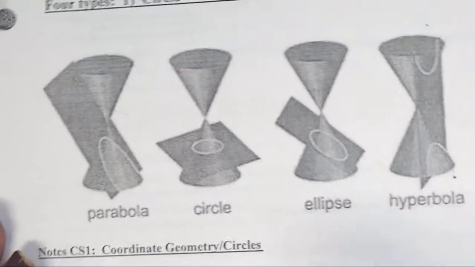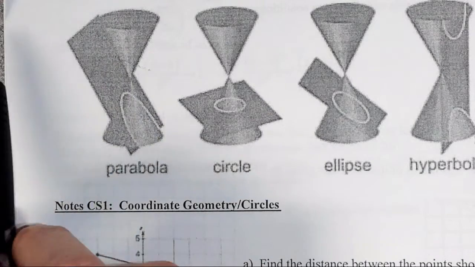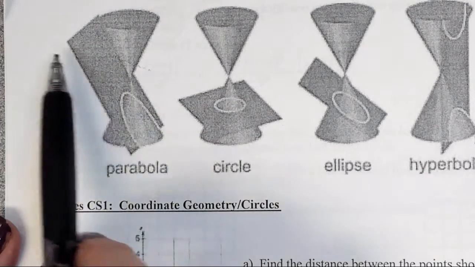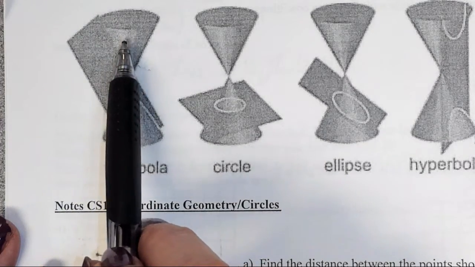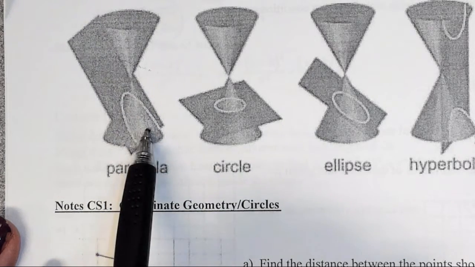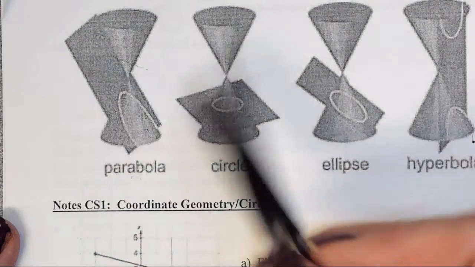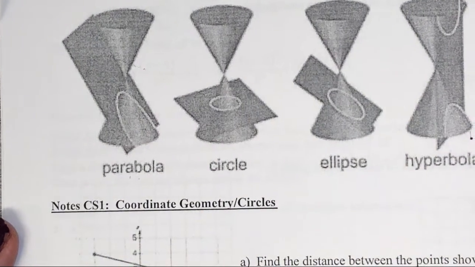How it's actually formed from that double cone that I keep referring to is right here. If we have that double cone and we cut it with a plane going at an angle so that it does not intersect the top part but does intersect the bottom, or just the top and not the bottom, then we get this parabola.